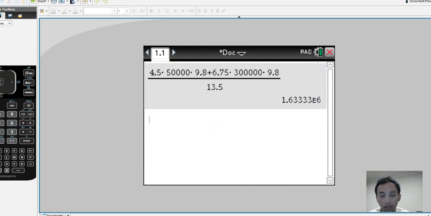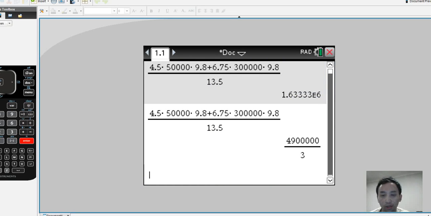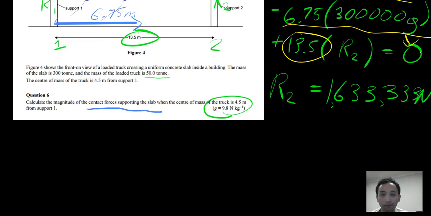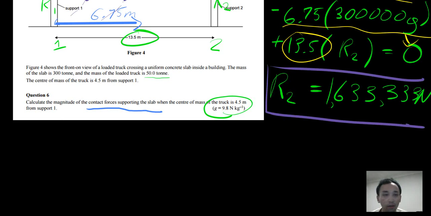So actually, let's do the approximate answer over here. Actually, it doesn't really matter. We've done physics. Math isn't too important at this stage. Okay, so about 1.6 million, and the 6s are recurring. So that's the force of reaction 2. I'm just going to box this up because we are going to need this value very soon, because we also need to know the contact force R1 over here.